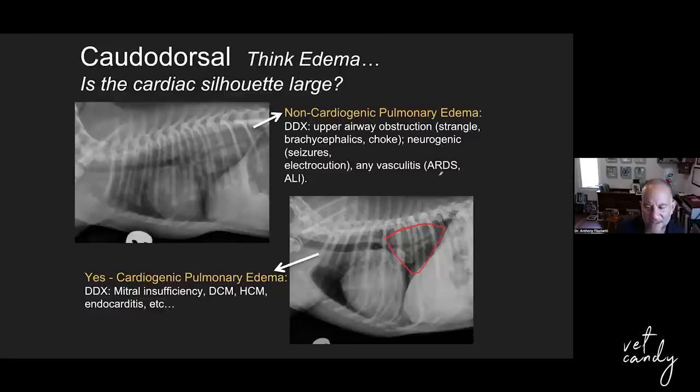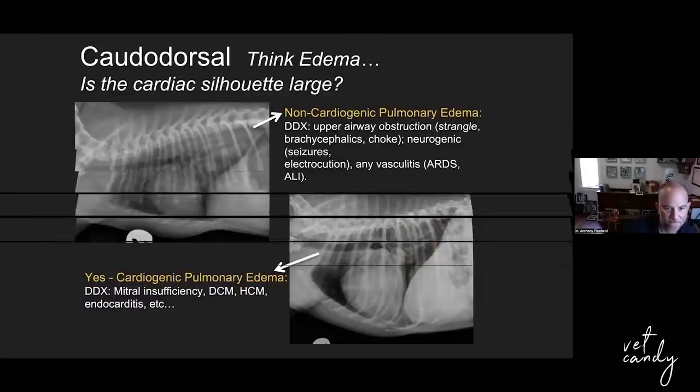Other things like vasculitis and acute lung injury, acute respiratory distress syndrome, those are all things to think about when you get these fulminant lung patterns caudally and dorsally, but the heart is normal in size. So non-cardiogenic pulmonary edema. There's often a history that helps support it. Something like, oh yeah, he was playing with the wire, or he was choked, or he fell into the pool, and then we saved him. So these are the type of lung patterns that you'll see with non-cardiogenic pulmonary edema differentials.